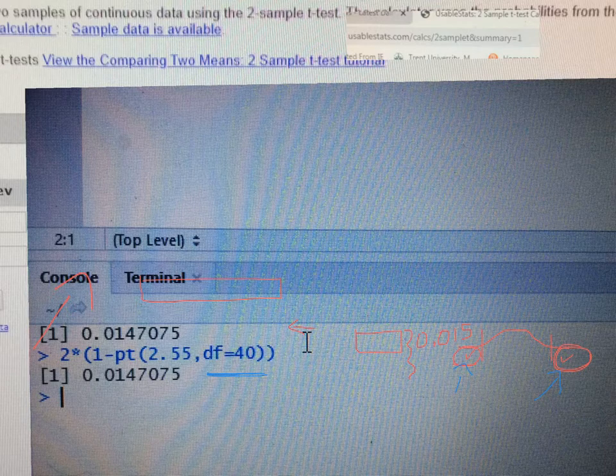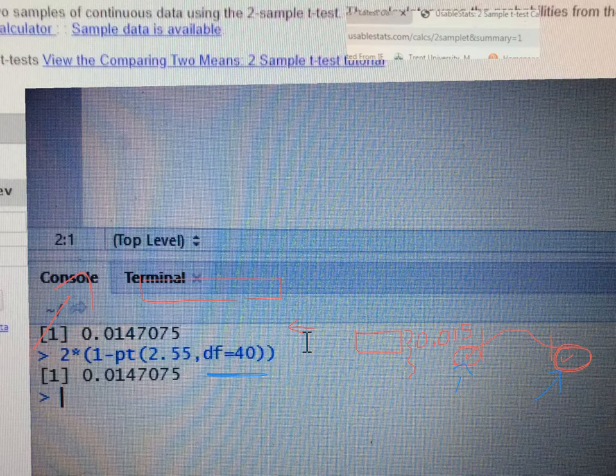Then I get 0.0147, which is really, really close to what we got on the website, 0.0146, and they had more decimal places than we did. So I feel confident that those two things are the same thing.